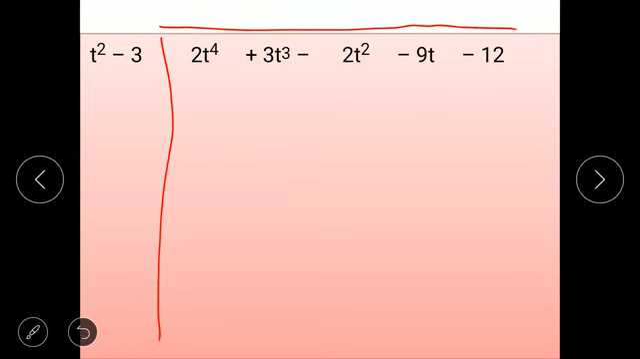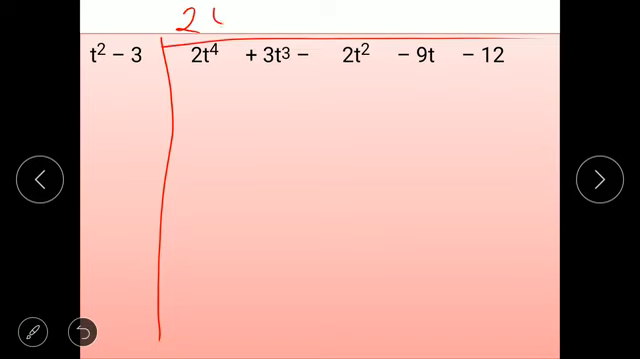Is it in order? Yes. 2t to the power 4, 3t cube, 2t square, 9t. It is in order. T square minus 3. Look at the first term. What is the first term there? 2t to the power 4 divided by t square, first term by first term. What will come? 2t square. What is the answer we are getting? Yes, 2t square. Write that one. So 2t square into t square.